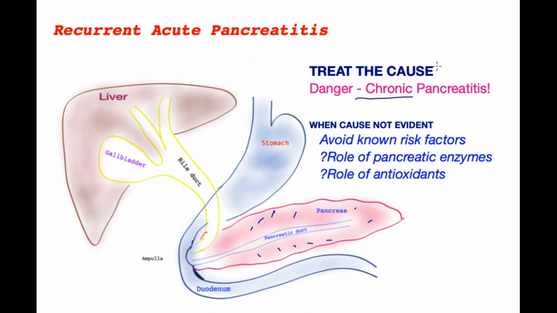And this may include removal of the gallbladder, stopping alcohol, taking medication to control the level of lipids, specifically triglycerides, controlling the level of calcium in the blood, altering medication, and so on. If a cause is not evident, then all known risk factors for pancreatitis ought to be avoided.